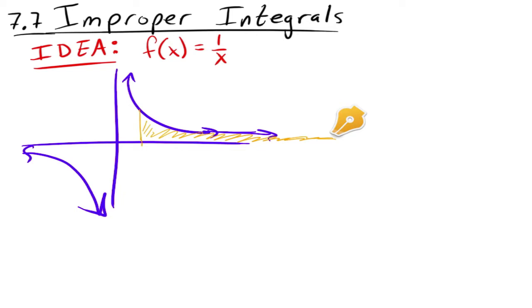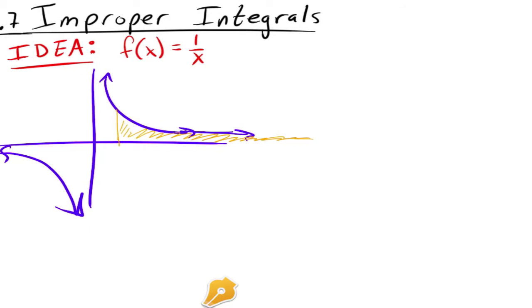Think about it. It would just take a very long time. Yeah, a very long time, right? An infinite amount of time, but not infinite distance, right? Yeah. So that's the idea. Okay, so these integrals are called improper.